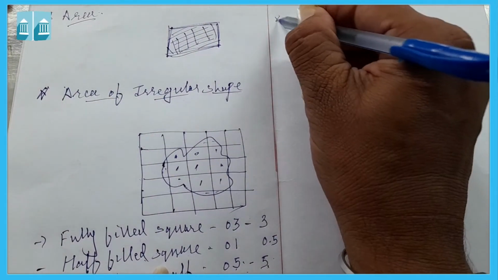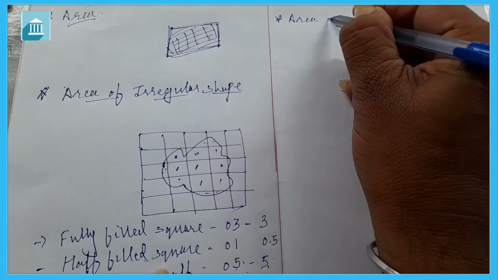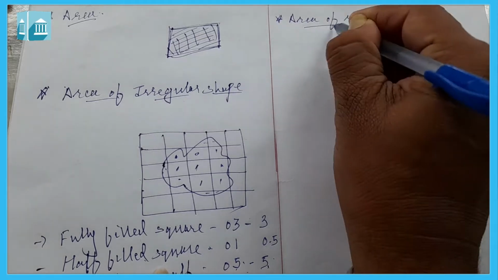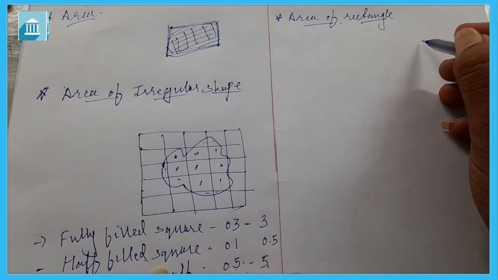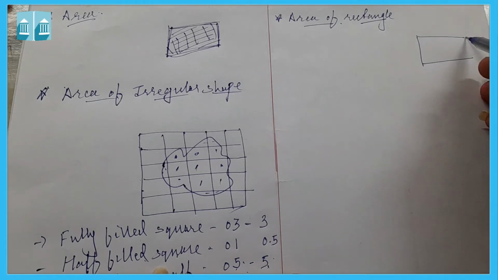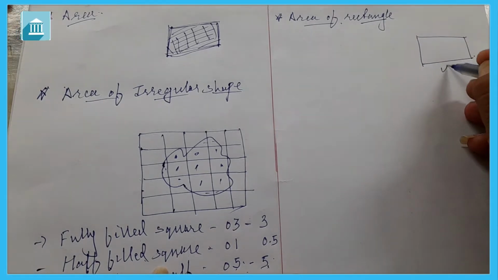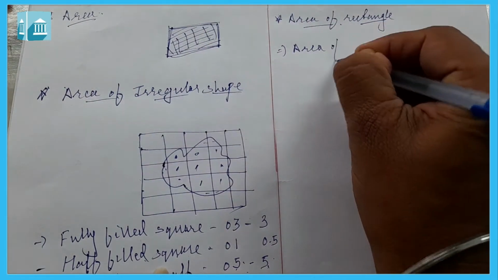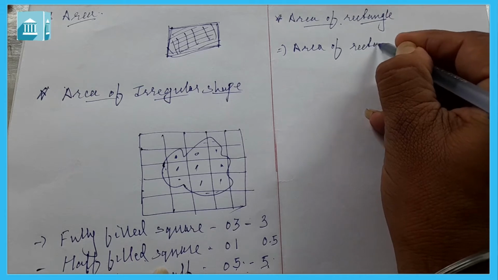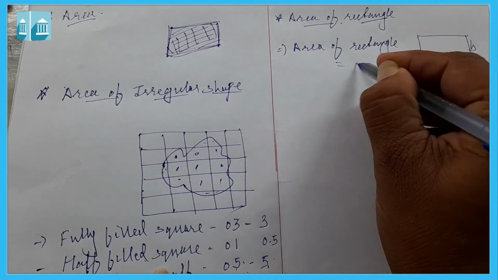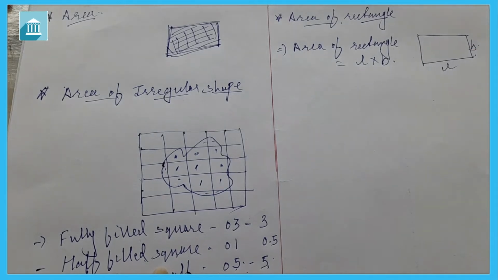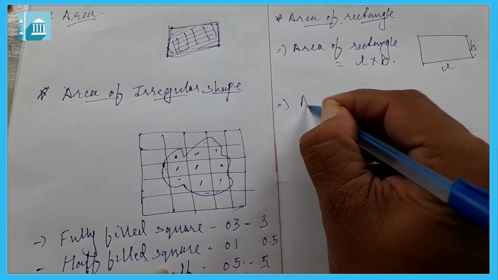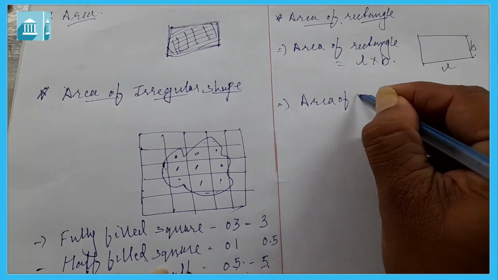Now let us see area of rectangle. In the 5th standard also we had studied the area of a rectangle. The area of a rectangle is equal to L into B. Area of rectangle is equal to L into B. In the same way, let us see area of square.